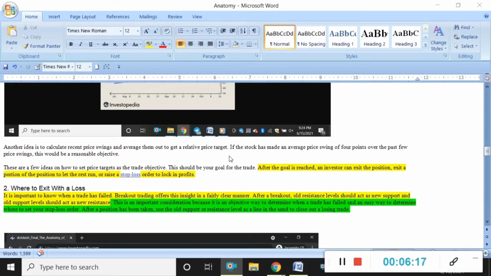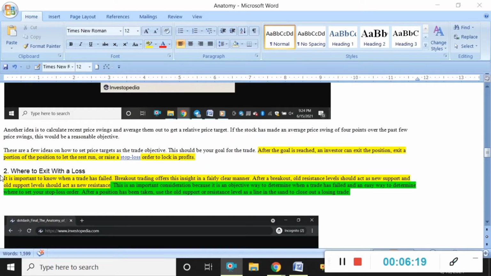Where to exit with a loss. It is important to know when a trade has failed. The biggest thing is that you should learn to take losses too. A lot of people in retail ride these downtrends and just hold their positions, which is completely wrong, so it is important to know when a trade has failed. Breakout trading offers this insight in a fairly clear manner.